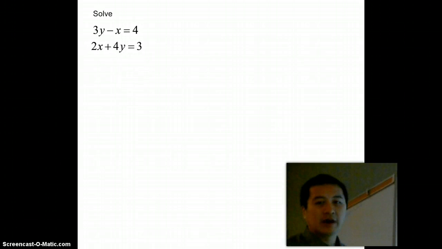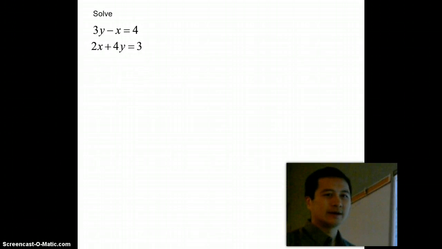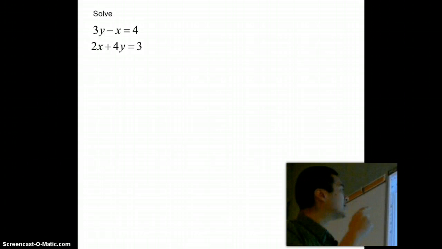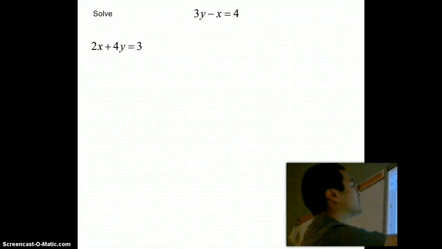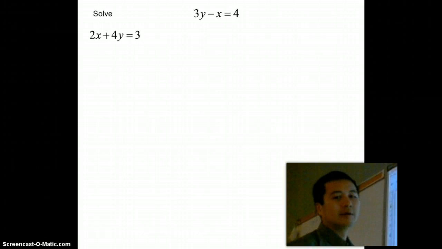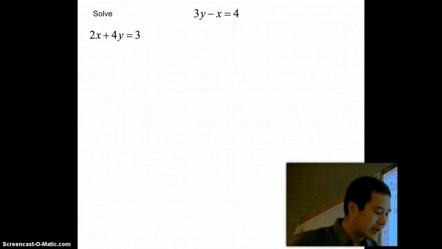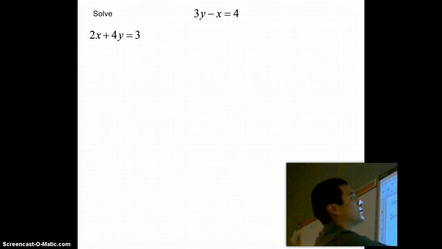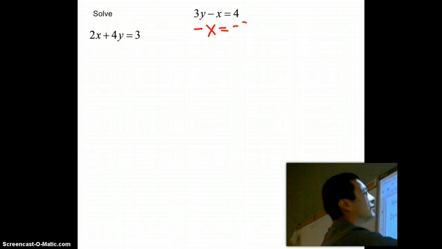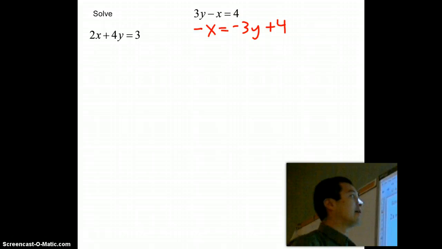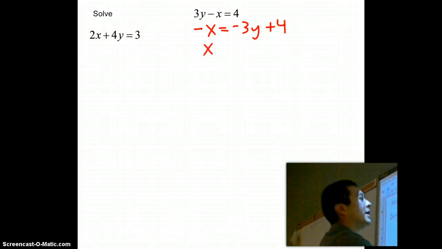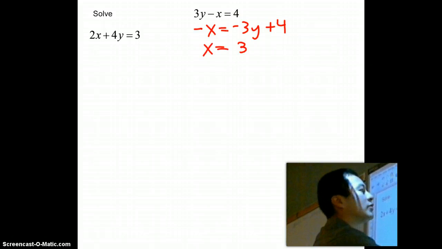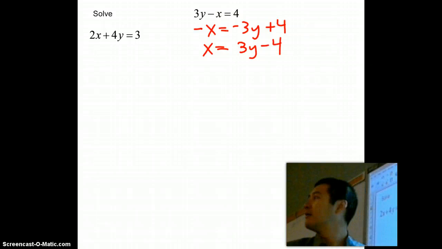Look for the isolated variable. Which one looks the weakest? To me, it looks like the first equation, the x looks the weakest. I think this one looks the weakest right here. So, and I think it's the x. Everything else has numbers around it. So I'm going to solve for x. I'm going to move the 3y over. So -x equals -3y plus 4. How do I get rid of this negative in front of the x? Divide everything by -1. x equals positive 3y minus 4.